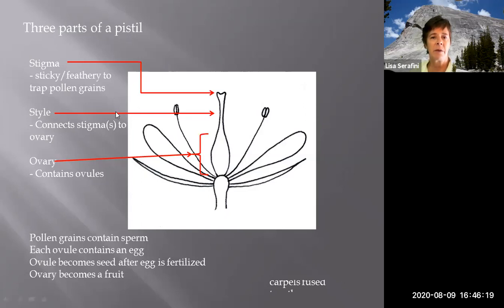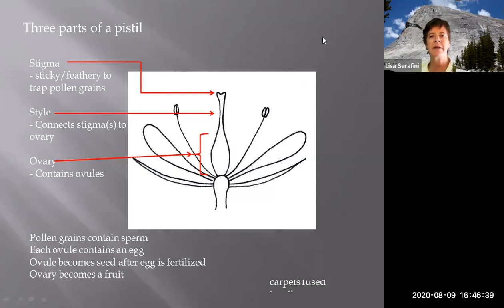Then we have, in most flowers, a narrow or thin part that connects the stigma to the ovary, okay? The ovary is the business part of this pistil. We'll get to that in just a moment. But this skinny part is called a style, S-T-Y-L-E. And then the ovary.